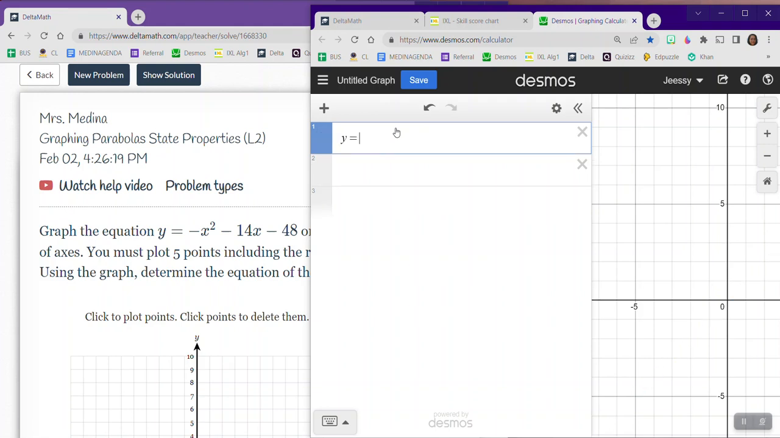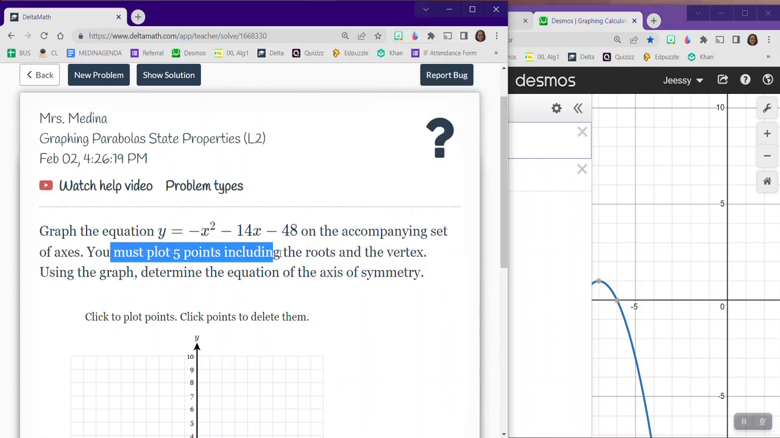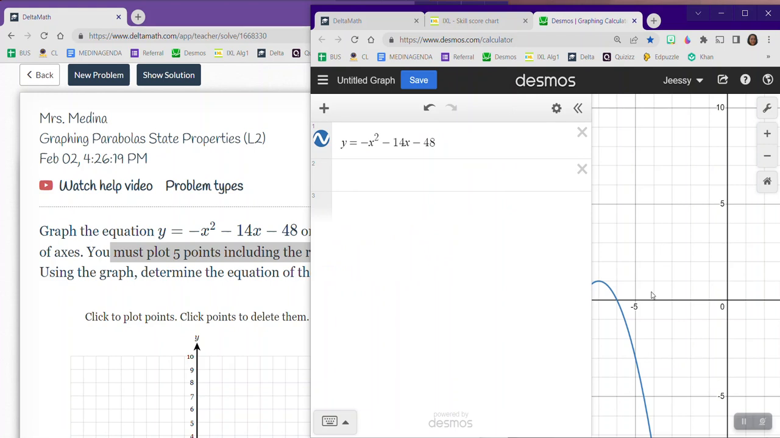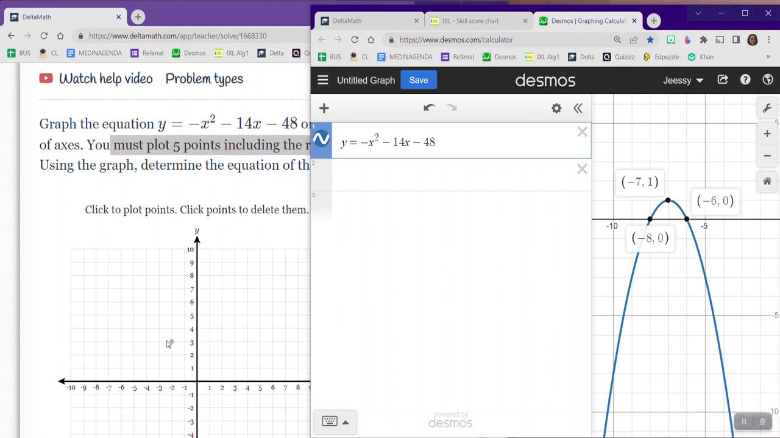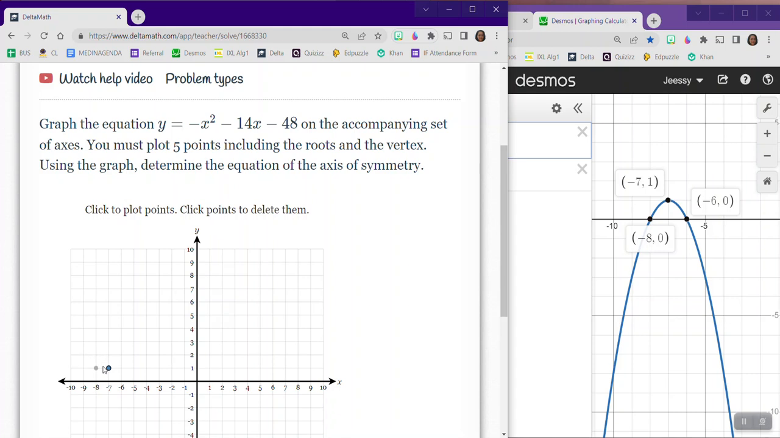It says negative x squared minus 14x minus 48. You must plot 5 points including roots and vertex. So there's the vertex and there are the roots. So negative 7, 1, negative 8, 0, negative 6, 0.